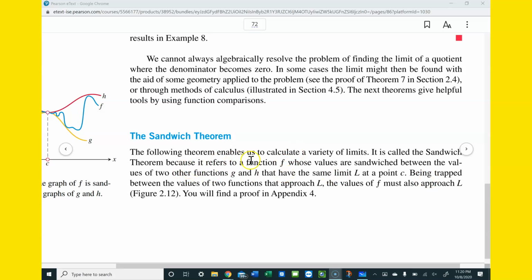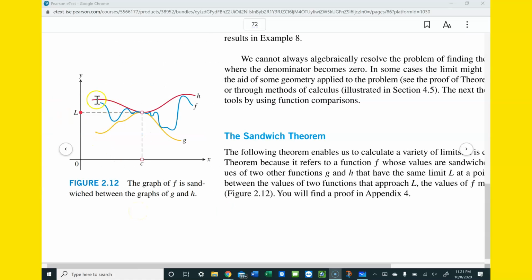If a function f has values sandwiched between the values of two other functions, g and h, that have the same limit L at a point c, then being trapped between the two functions that approach L, the values of f must also approach L. So here's an illustration of it. You have this function f, and in some interval it is sandwiched between h and g. It's going to be somewhere between the values of h and the values of g, either less than or equal to h, greater than or equal to g.